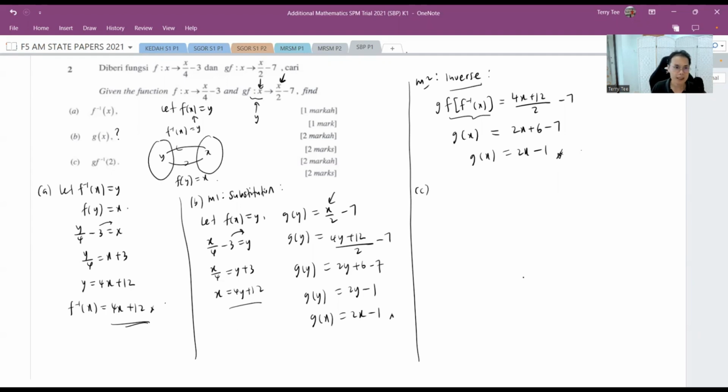Okay, part C. You're finding g of f inverse 2. Now we know our f inverse already, which is this. I'm going to start off by putting 2 inside. So 4 times 2 is 8. 8 plus 12 is 20. So take 20, sub inside your gx, whether it's the one above here, or you can write this one, doesn't matter. So it's 2 times 20 minus 1. 2 times 20 is 40. 40 minus 1, the result is 39.